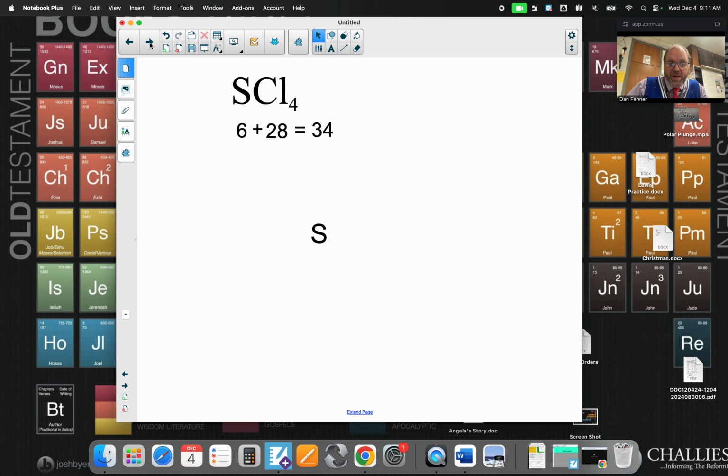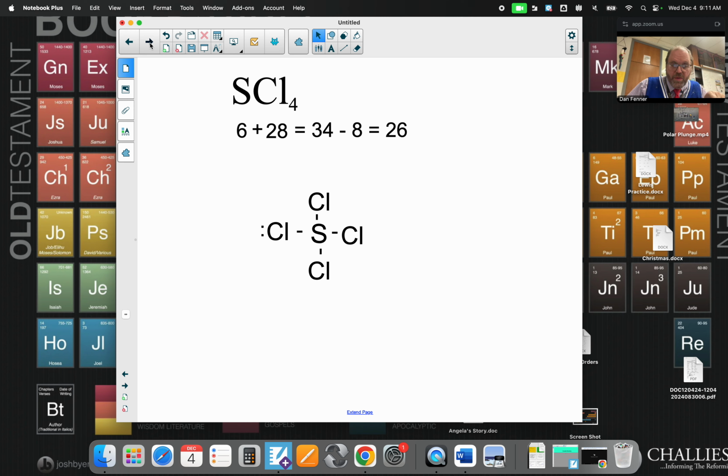Sulfur is my center atom. Put chlorine all the way around. Bond up with electrons, double dots or lines. I prefer lines. So 1, 2, 3, 4, 5, 6. So altogether that's 8. Subtract away, giving us 26. And we've got to put 8 electrons around each one, so that means 6 more.